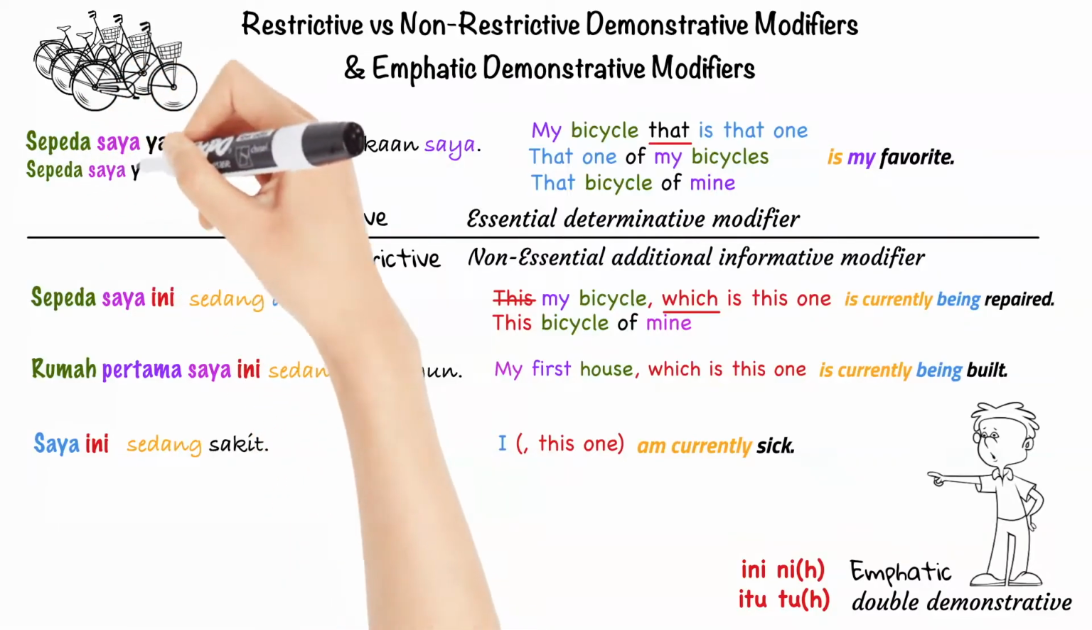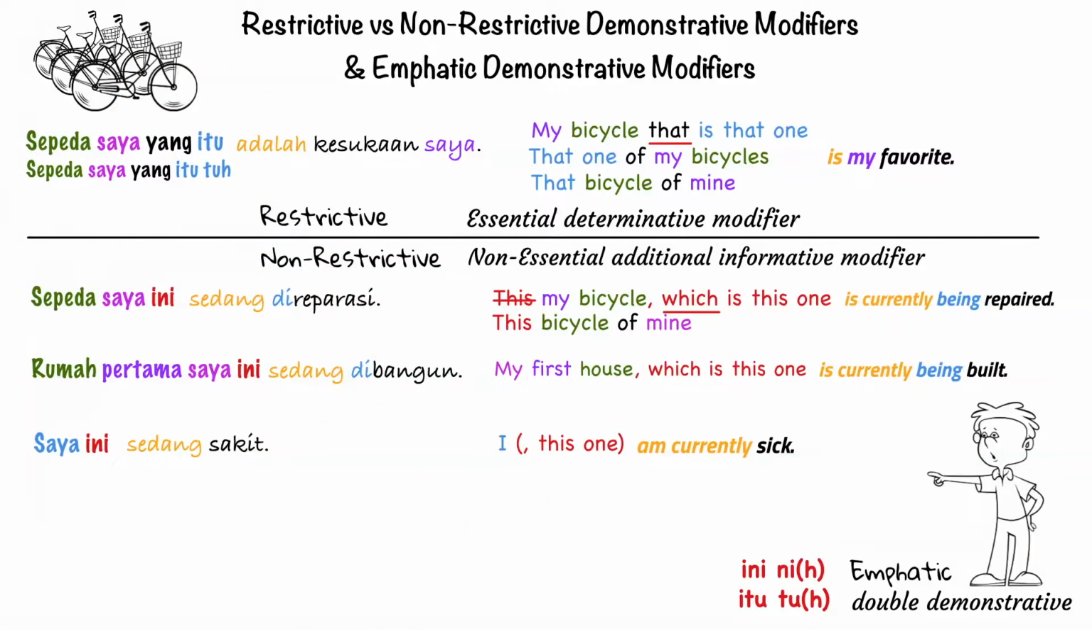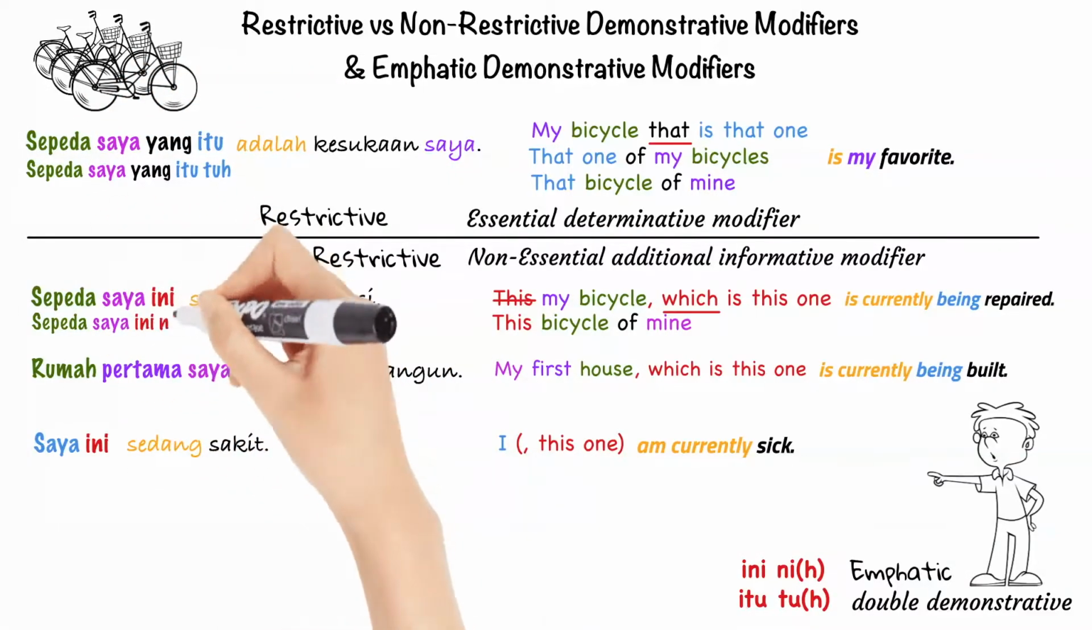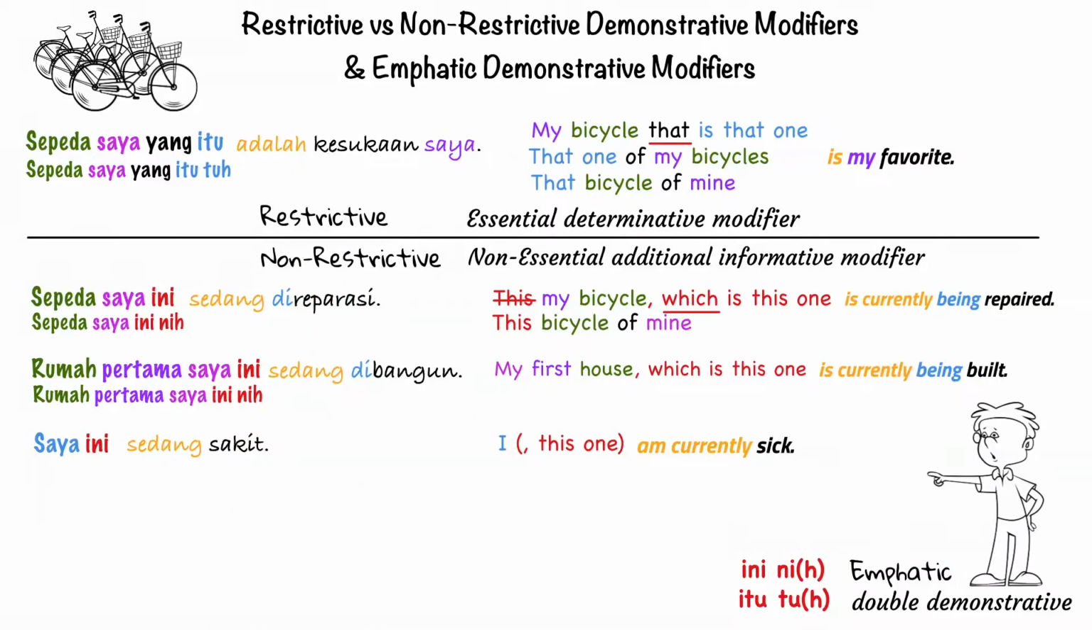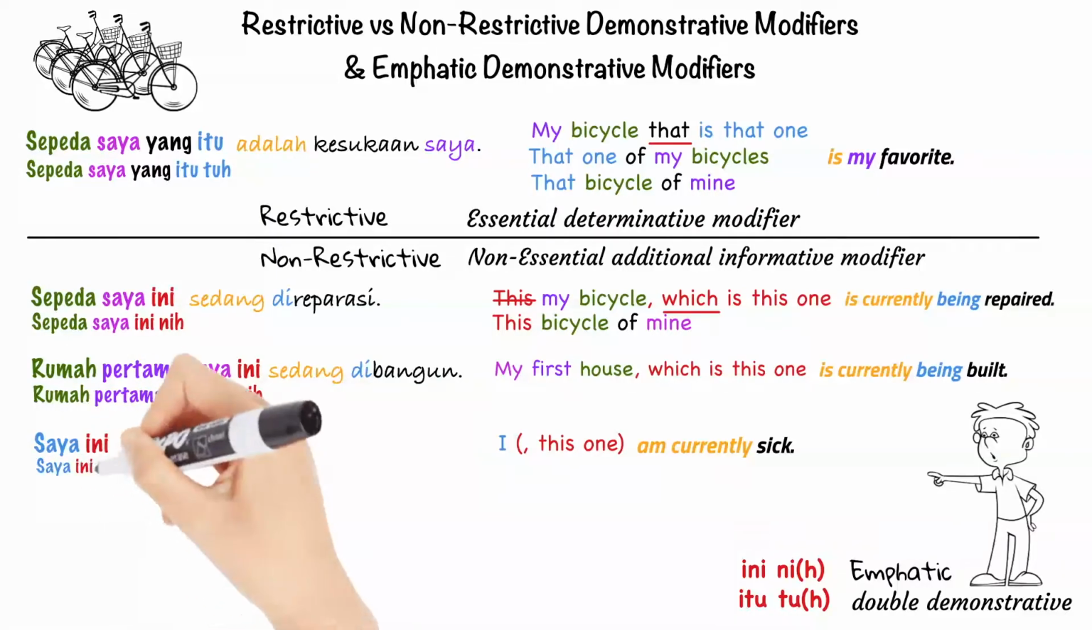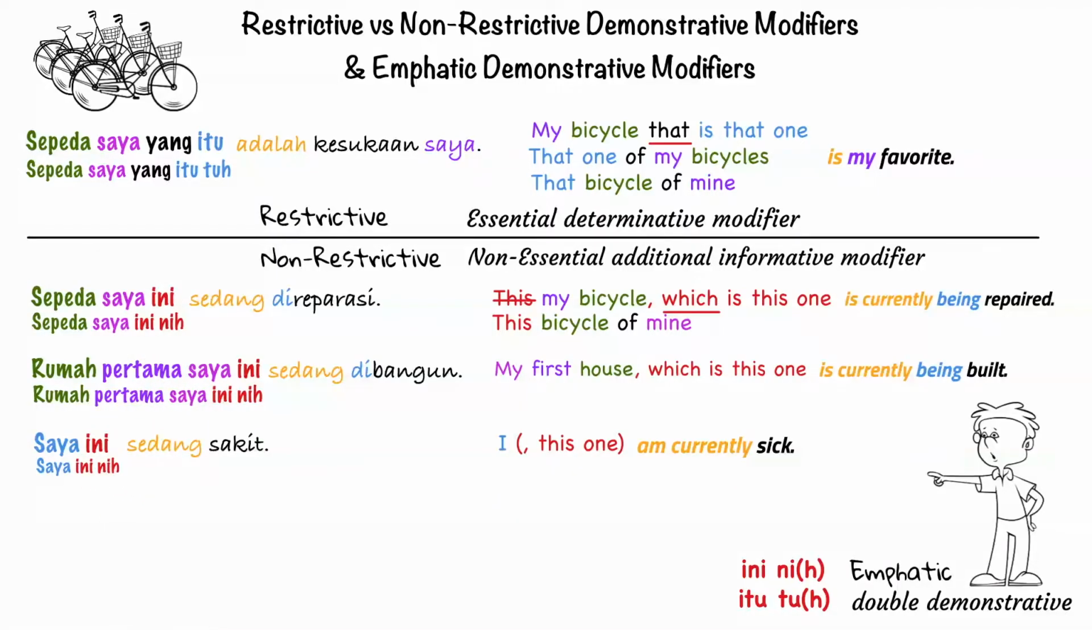For example, sepeda saya yang itu tuh adalah kesukaan saya. Sepeda saya ini nih sedang direparasi. Rumah pertama saya ini nih sedang dibangun. Saya ini nih sedang sakit. In Indonesian, we can express our emotion or feeling in a gradual way like this.